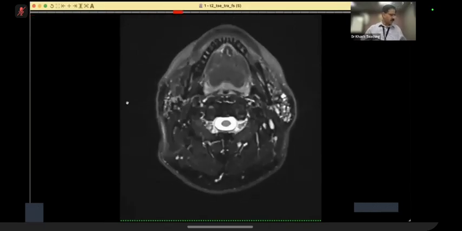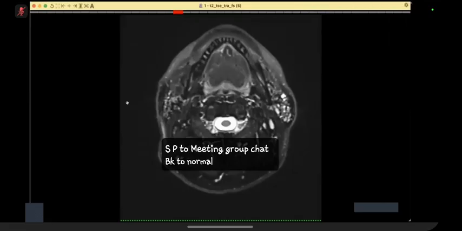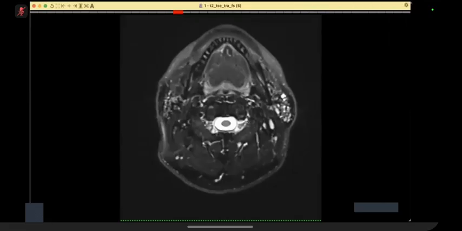So this is a 53-year-old female, recurrent bilateral neck swellings, oral thrush. Over to you. Thank you. Just requesting control. Just scrolling, yeah, thank you.